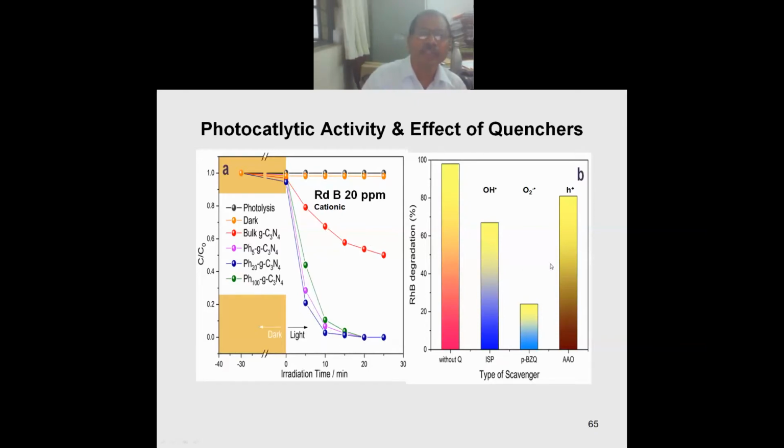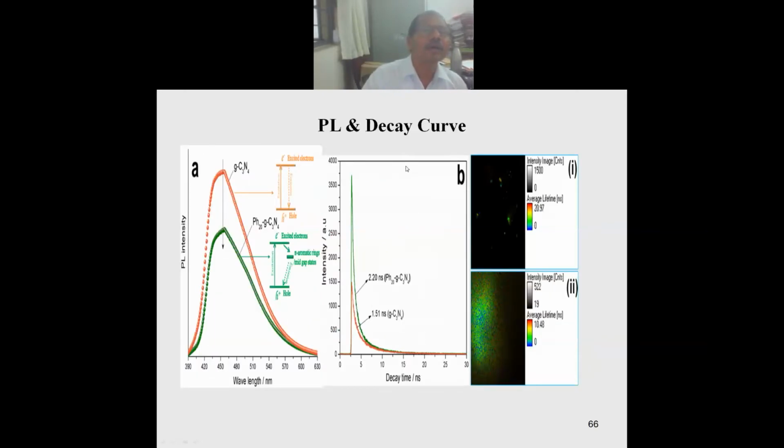Again, this is a quencher experiment to identify the different radicals involved in the degradation. These are the radicals involved in the degradation, and this is the photoluminescence spectra and decay curve. This is the photoluminescence spectra of phenyl grafted GC3N4.